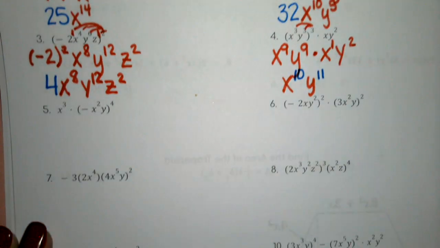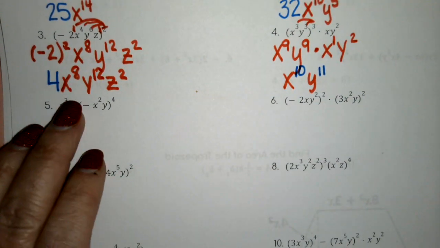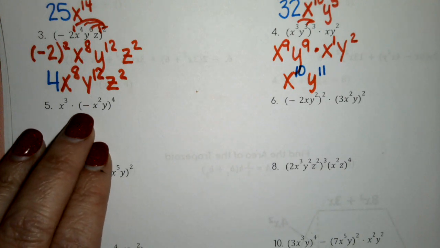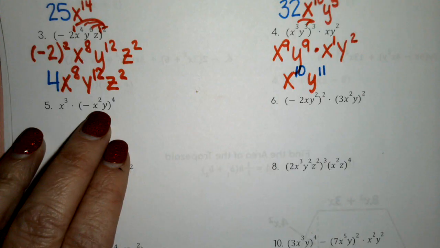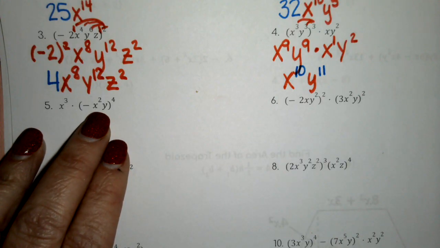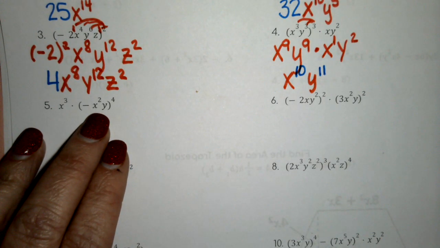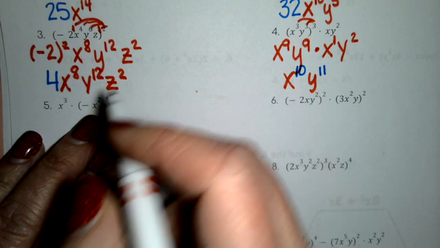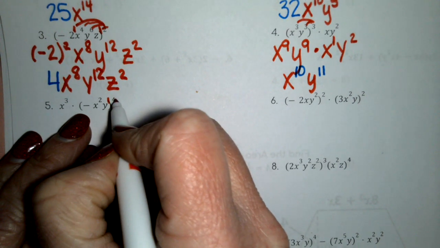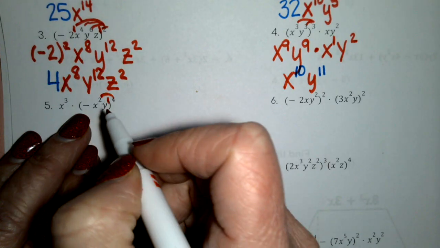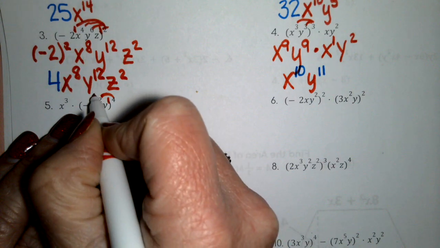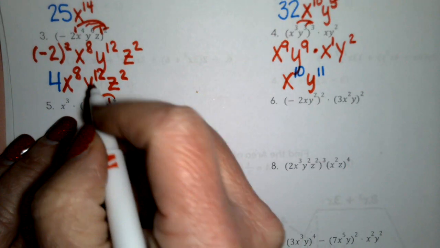Number 5, we have to take care of the parentheses first. So the very first thing that we have to do is look inside the parentheses and see if there's any exponents that need to be written in. And the y needs to have a 1 so we can distribute. So we have 4 times, oh, we forgot to write in a -1 there. It's got an exponent of a 1.